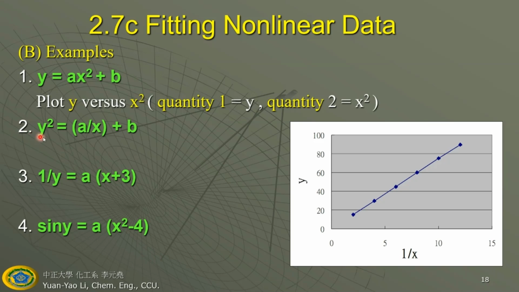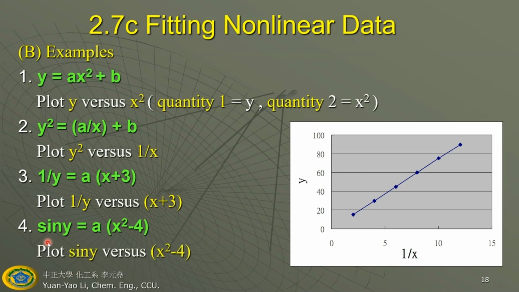So how about number 2 here? It's y power 2, and this is the reciprocal of x. Right? So quantity 1 and quantity 2. How about this one? Again, plot the reciprocal of y, and this is x versus x plus 3. How about this one? Sine y again, right? Sine y. Easy. So in order to get the equation, this is the simplest way to find the mathematical model.